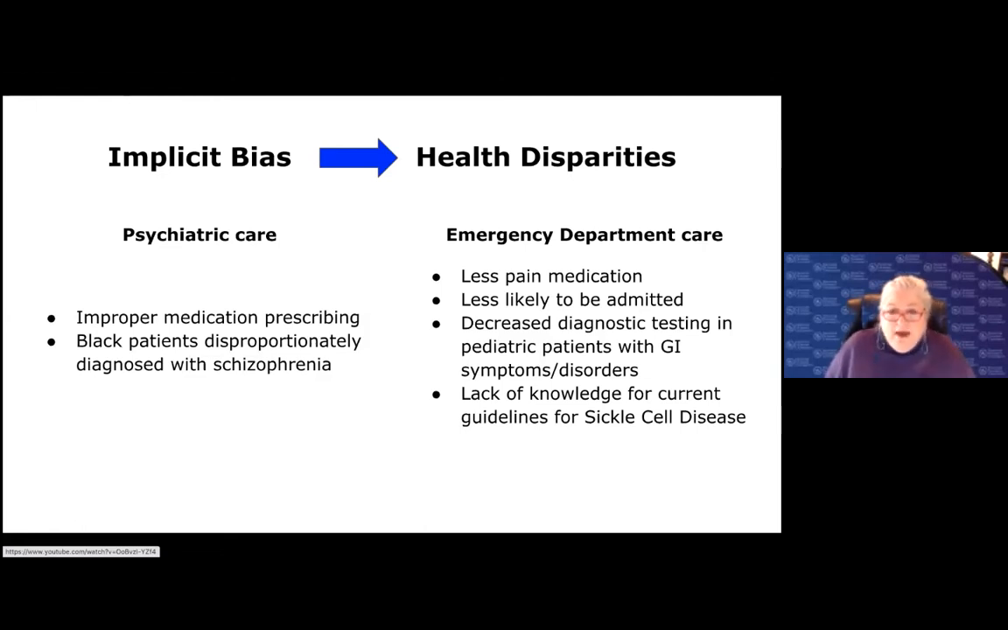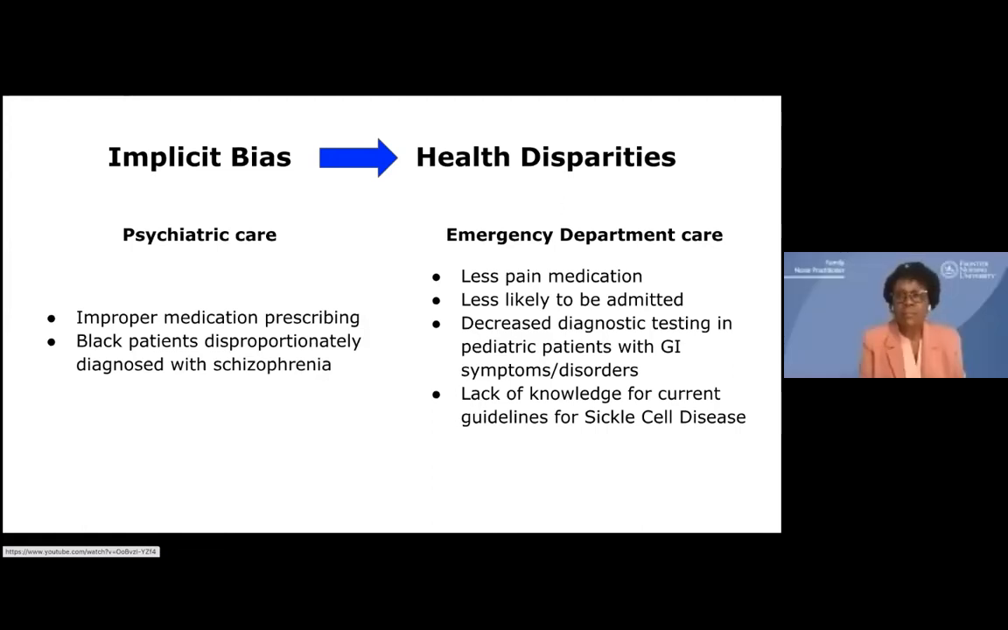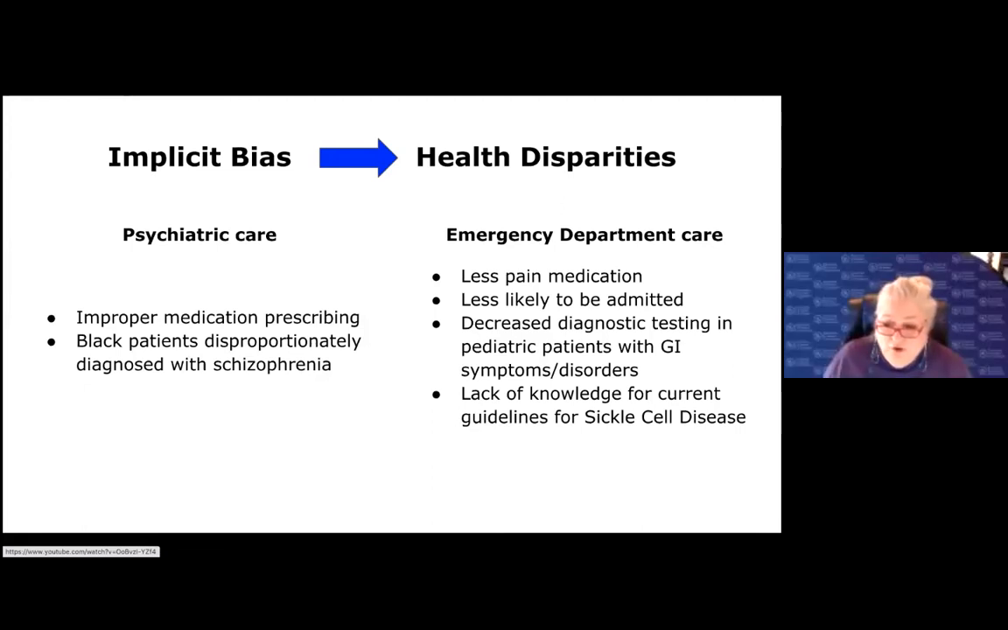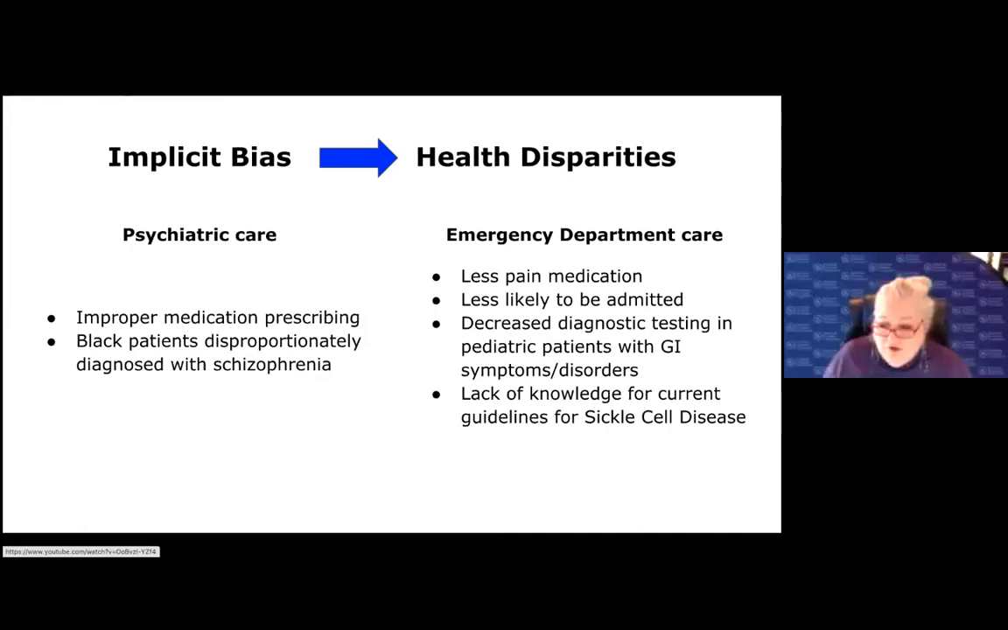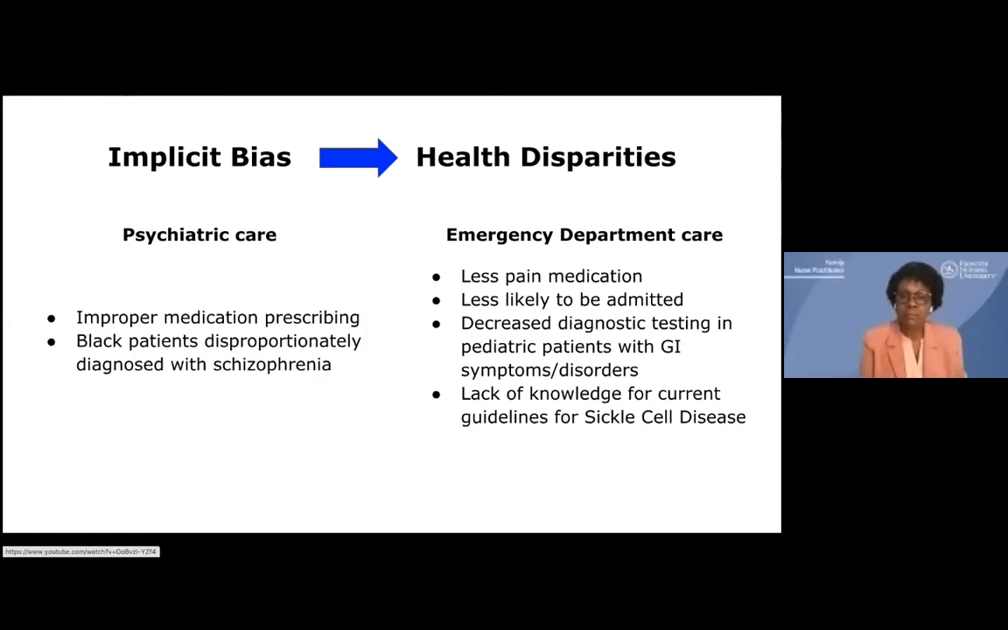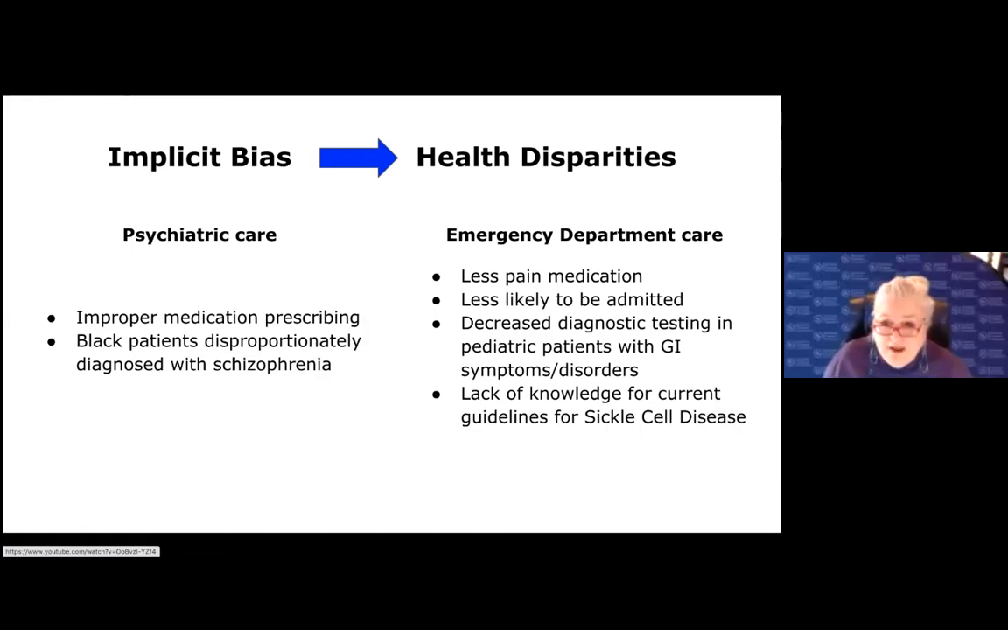Implicit bias can impact emergency department care. Studies have shown that there is less pain management for minorities. Also, they're less likely to be admitted to the hospital when it is needed. For example, Rose, the 37-year-old with the CVA, was not admitted. She was sent home. Decreased diagnostic testing. One study reported decreased testing in children with GI symptoms and disorder. Dr. John identified children as recipients of implicit bias.